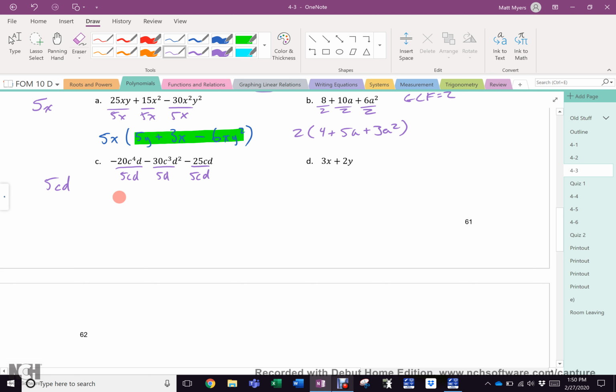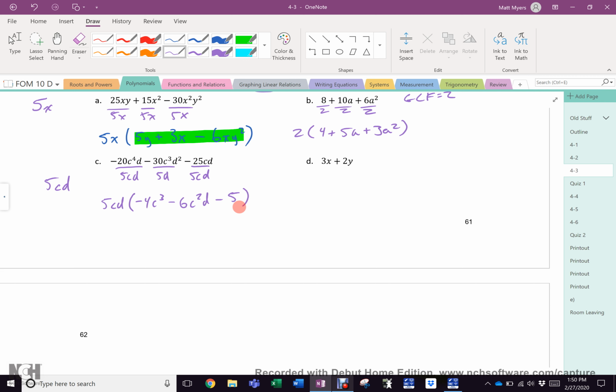we would get, what would we get? We'd get 5 CD, and what would the first one be? Negative 4c cubed. Then what? 6c squared d. Negative 6c squared d. Then what? Minus 5. Does everybody agree? Okay.